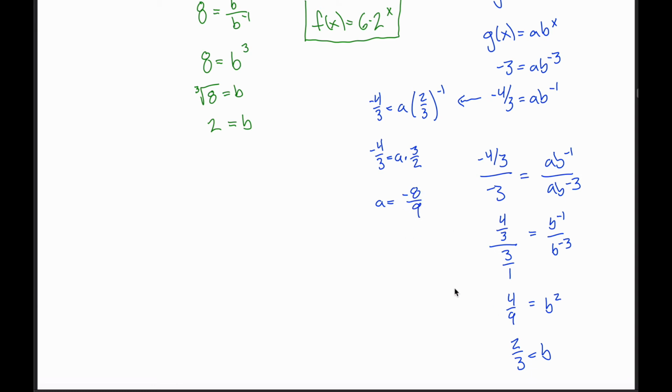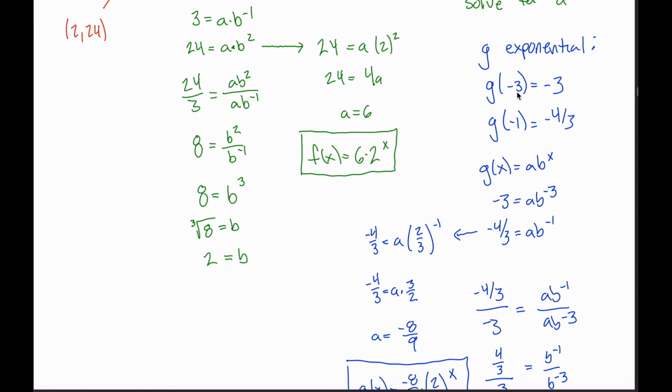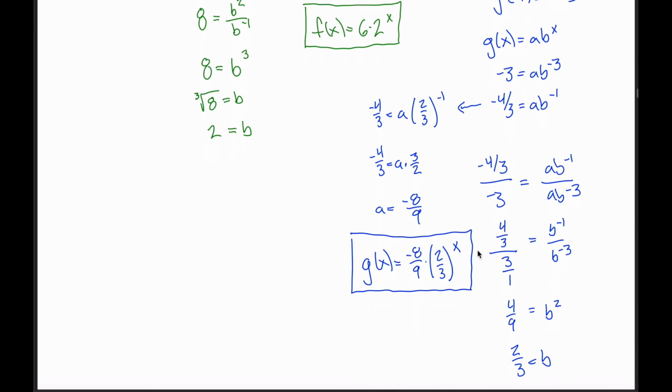I have the value of a and the value of b, so I have the values for my function. G of x is equal to negative 8/9 times 2/3 raised to the x power. That's about as hard as you can make these problems, with negative numbers all over the place, negative exponents, fractions inside fractions. I really tried to make this one miserable, so if you can follow this example, you're an expert at this stuff.